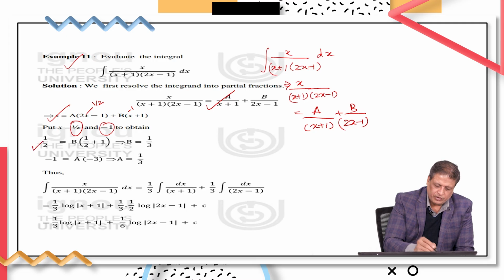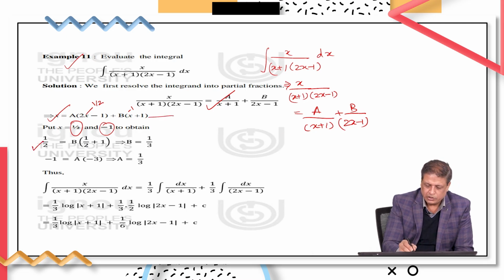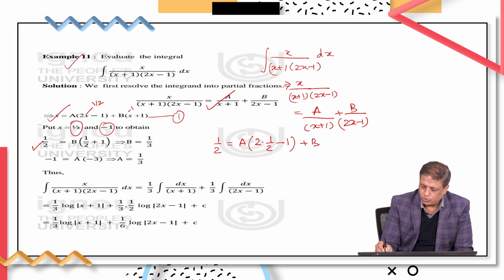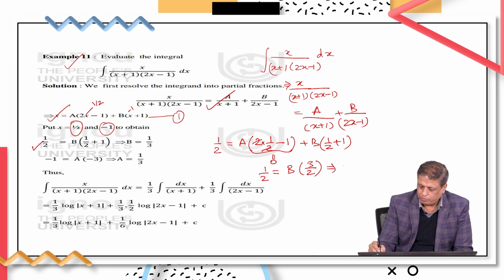Now, taking the value x is equal to 1 by 2 in this equation number 1, it will be rewritten as 1 by 2 is equal to a into 2 into 1 by 2 minus 1 plus b into 1 by 2 plus 1. So, this will cancel out, and as a result, this component will be 0. So, you get 1 by 2 is equal to b into 3 by 2. So, that will turn out b is equal to 1 by 3.